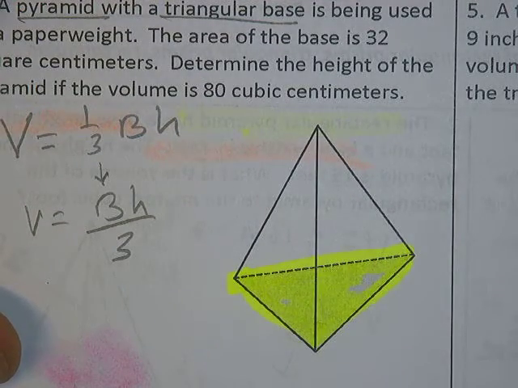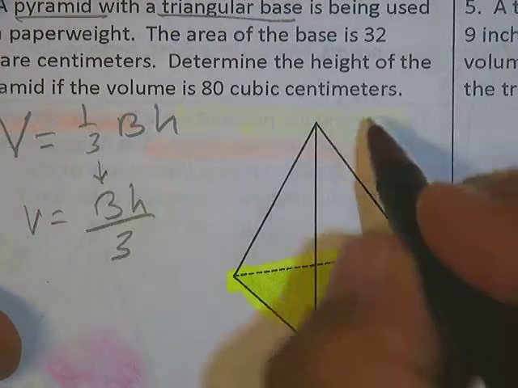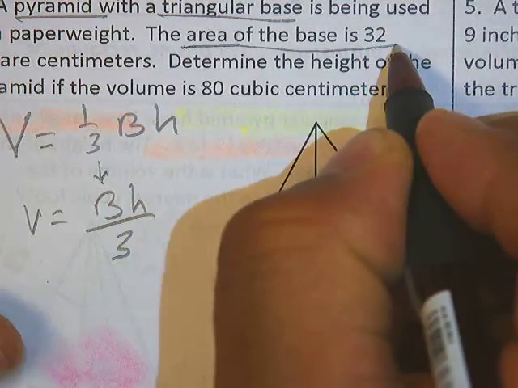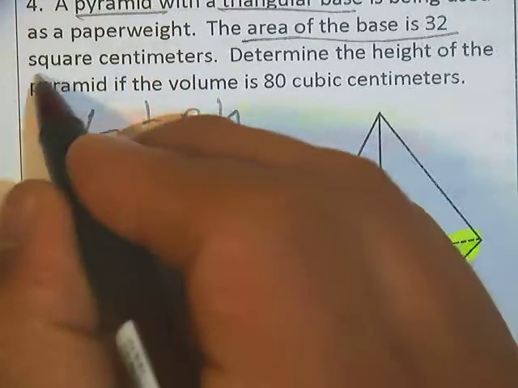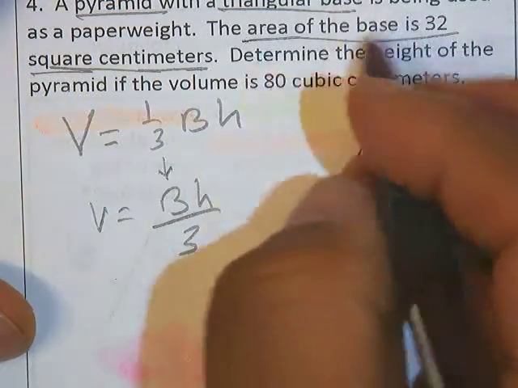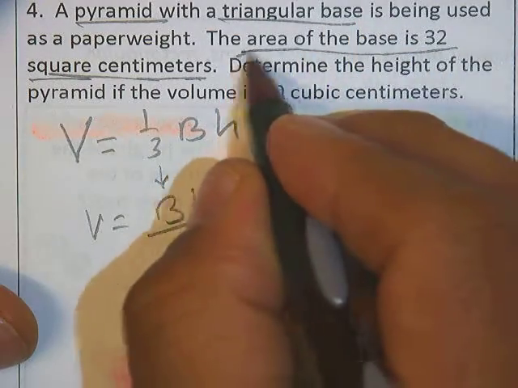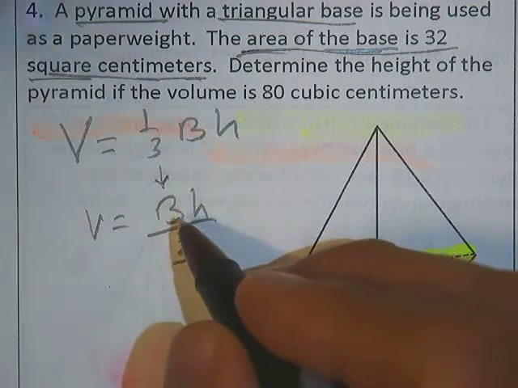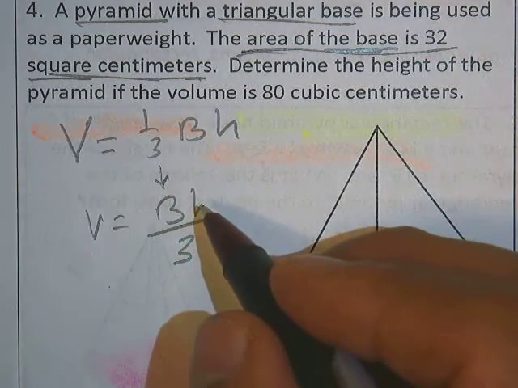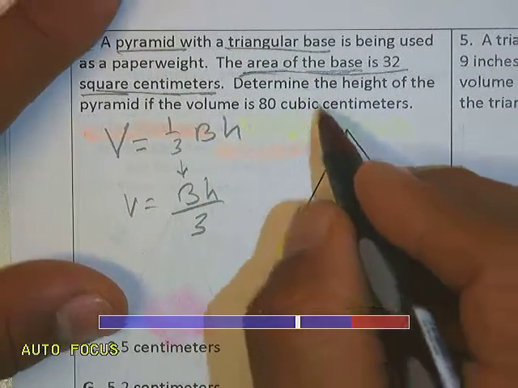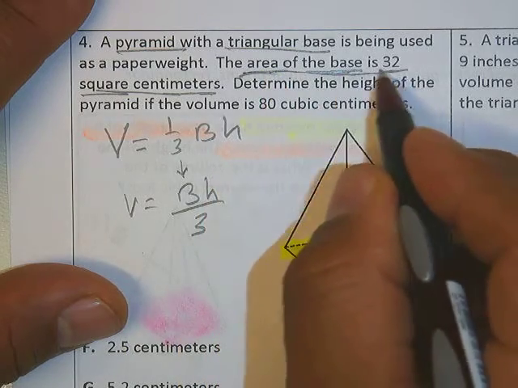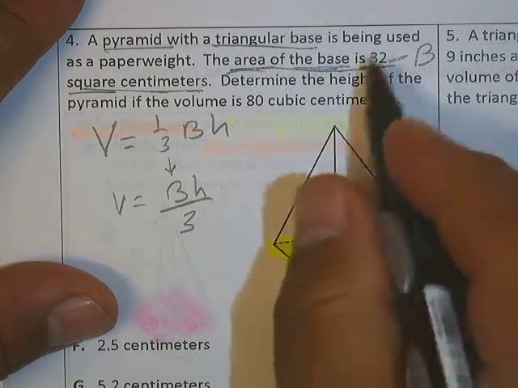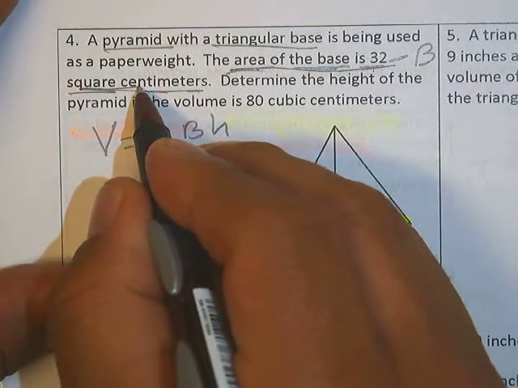Now you got to ask yourself, what kind of base do you have? And you can see there your base is this guy. You have a triangular base. Okay, that's your triangular base there. So now I'm going to do this. Read the next sentence. The area of the base is 32 square centimeters. When they give you something like the area of the base, they're giving you the capital B. They're doing the work for you. You don't have to do it anymore.